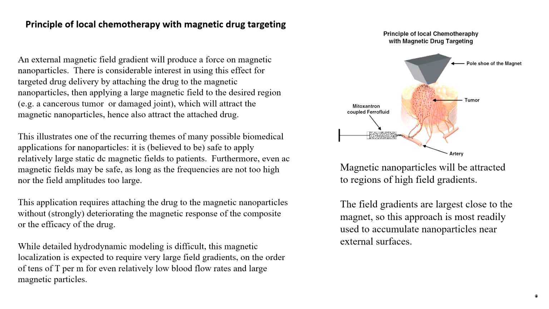The magnetic localization is expected to require very large field gradients, on the order of tens of T per meter, for even relatively low blood flow rates and large magnetic nanoparticles. So this is a schematic description of how these ferrofluid or magnetic nanoparticles are injected, go into the artery. From the artery they are directed to the cancer cell, and from there they excite the magnetic nanoparticles and release the drug that is in the tumor.